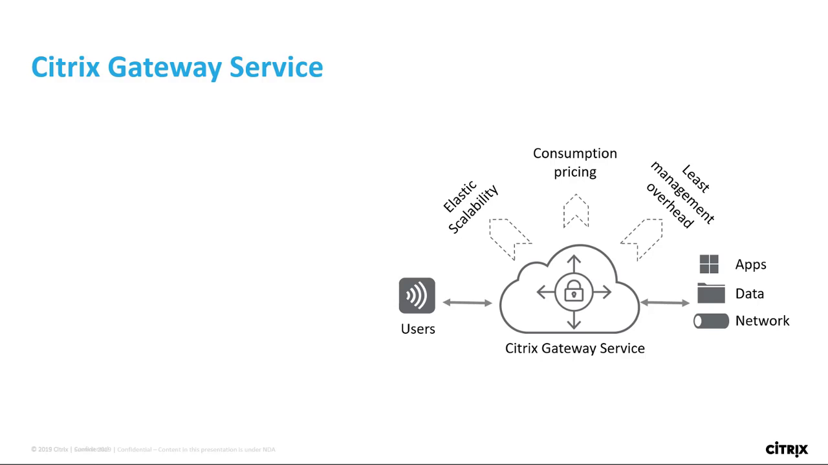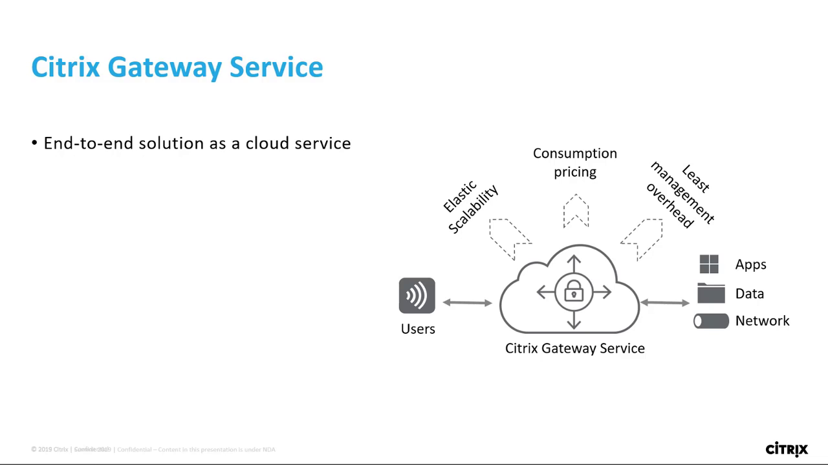The Citrix Gateway service, in addition to some of those benefits of being managed by Citrix and alleviating the network requirements, provides several other benefits. It includes elastic scalability, which basically means that when you have the need for more capacity, you can obtain that on demand. So if your industry has seasonal requirements or what have you, that's easy to implement with the Gateway service. It also provides consumption pricing, so you basically pay for what you use. And then there's the least management overhead. We talked about how the details of managing the gateway on-prem are no longer in place, so the IT admin resources used to manage those can be freed up for other activities.